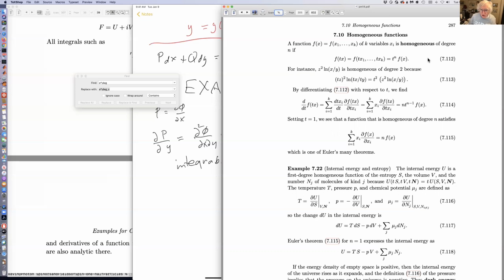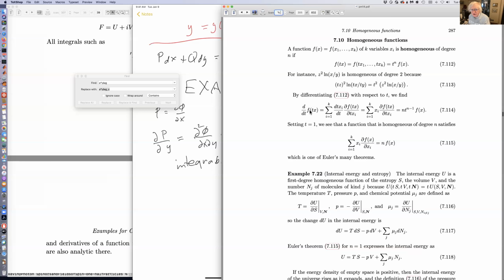Now, Euler, who invented so many things, noticed that if you take this definition here and differentiate it, you differentiate f of tx with respect to t, you get the partial of f of tx with respect to t, the ith variable, which is t x_i, and then the derivative of t x_i with respect to t.